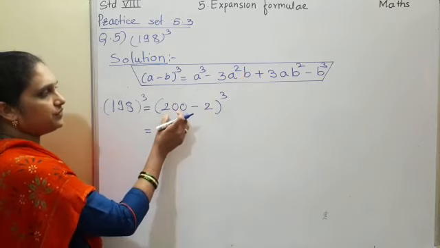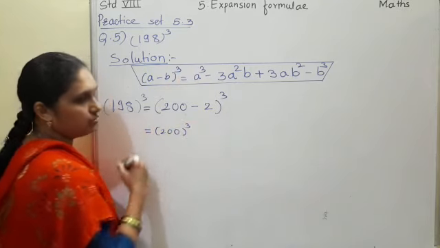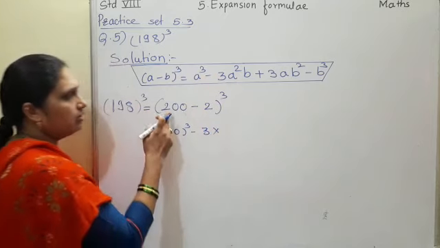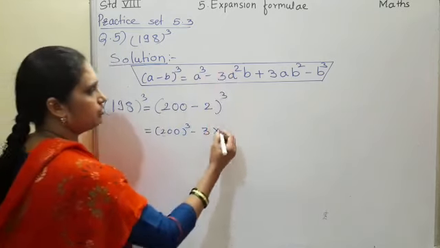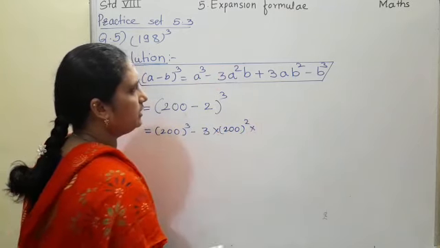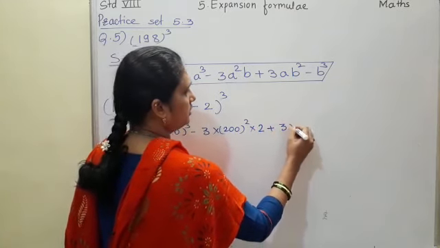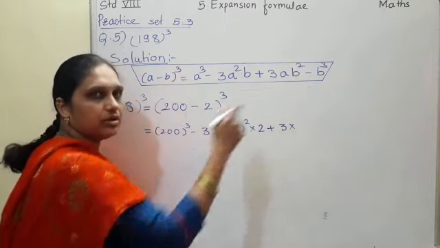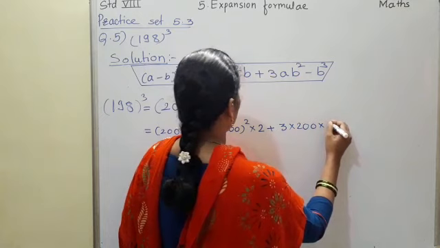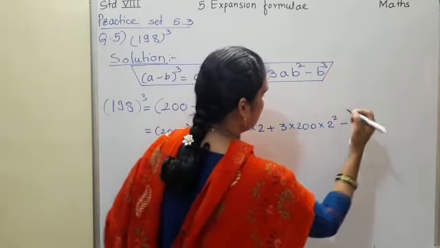So a cube, that is first number cube, that is 200 cube, minus 3 into first number square, that is 200 square, into second number, that is 2. Next is plus 3 into first into second number square. First is 200, second is 2, so 2 square, minus second number cube, that is 2 cube.